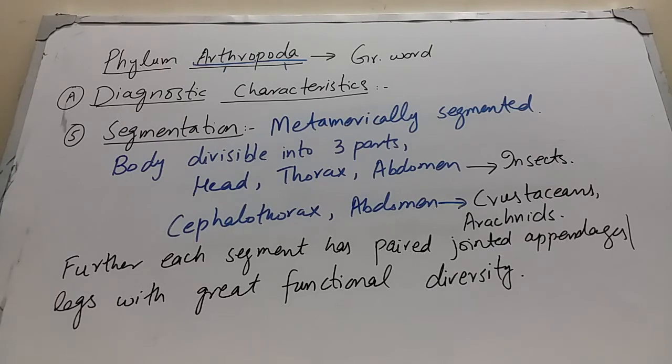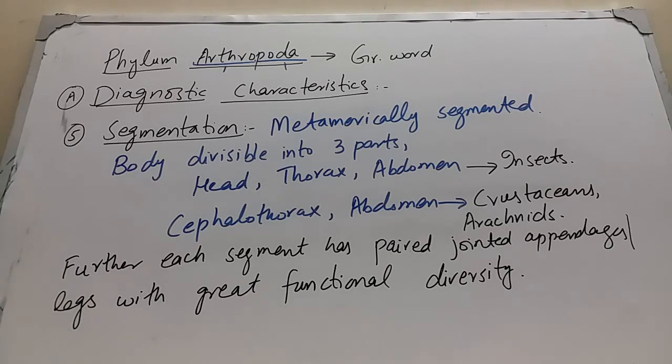Next point is about the segmentation. The body of arthropods is metamerically segmented. Metamerically segmented means that the body is divisible into 3 parts, or we can say the body has 3 tagmatization, that is head, thorax and abdomen. The body of insects is well developed and it is divisible into 3 parts, head, thorax and abdomen.